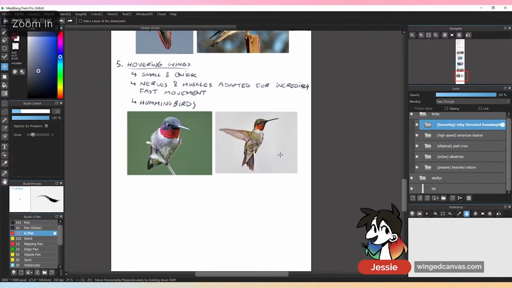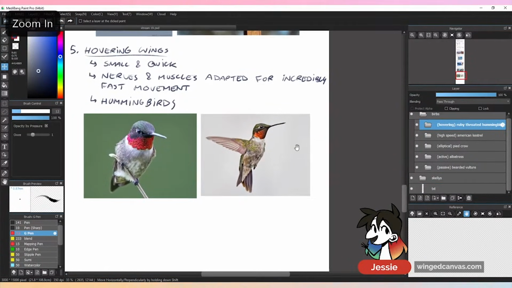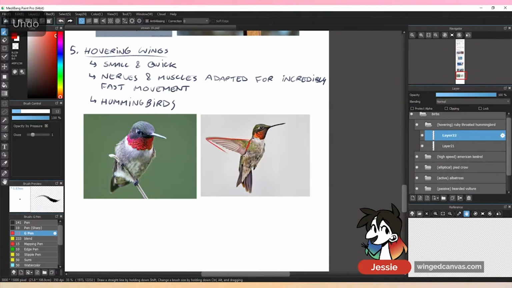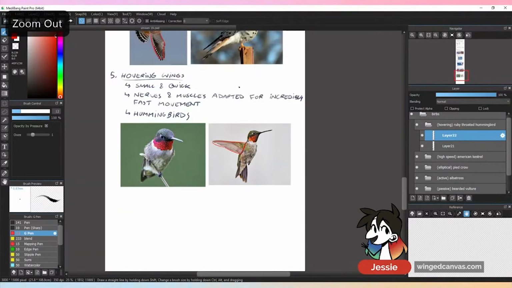And here is our last bird, the ruby-throated hummingbird, which is very common. Once again, these wings are very, very small and very speedy. They're very light so that they can move them very, very fast. They tend to be in the shape of a triangle of sorts. So that's what these hummingbirds are for.